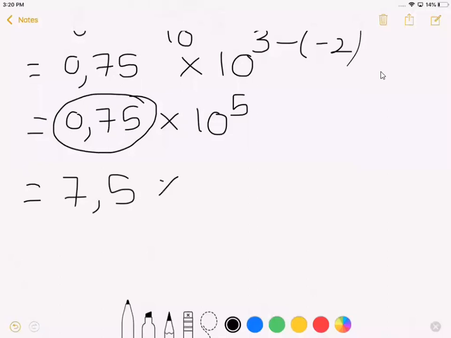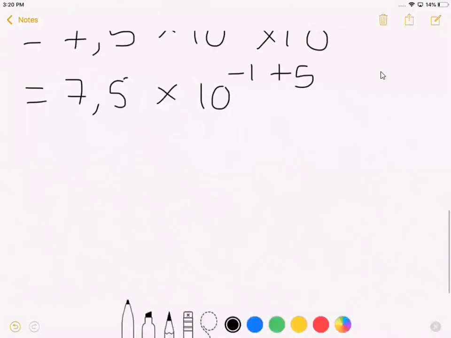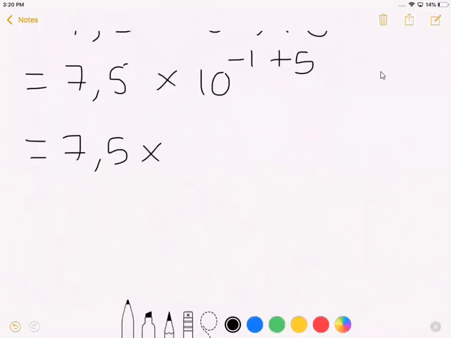7,5 multiplied by 10 to the power of minus 1. But again, I need to bring what? 10 to the power of 5 down, which is going to be 7,5 multiplied by 10 to the power of minus 1 plus 5, which is equal to 7,5 multiplied by 10 to the power of 4.